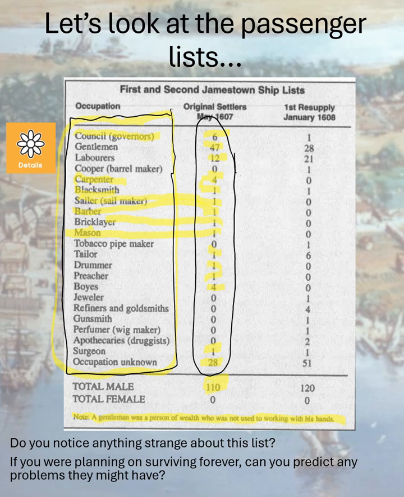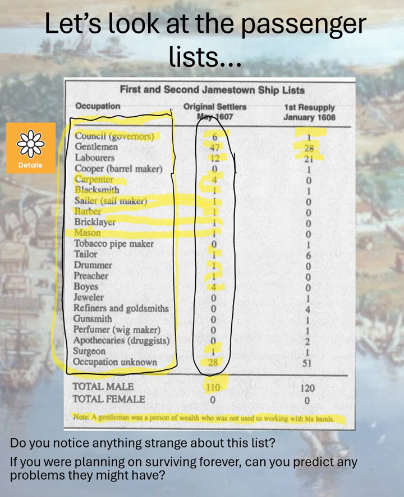So the resupply wasn't much different. There were a few differences, a few changes, but the resupply wasn't all that different. Instead of sending six governors, this time they only sent one. We had half the number of gentlemen, roughly, and about double the number of laborers.